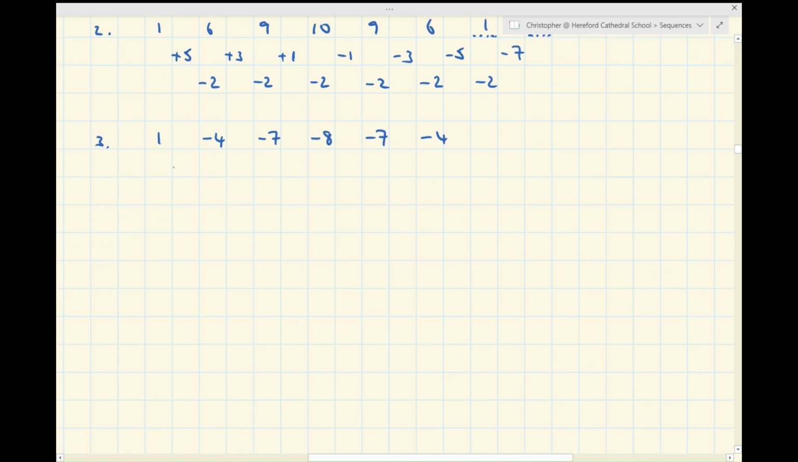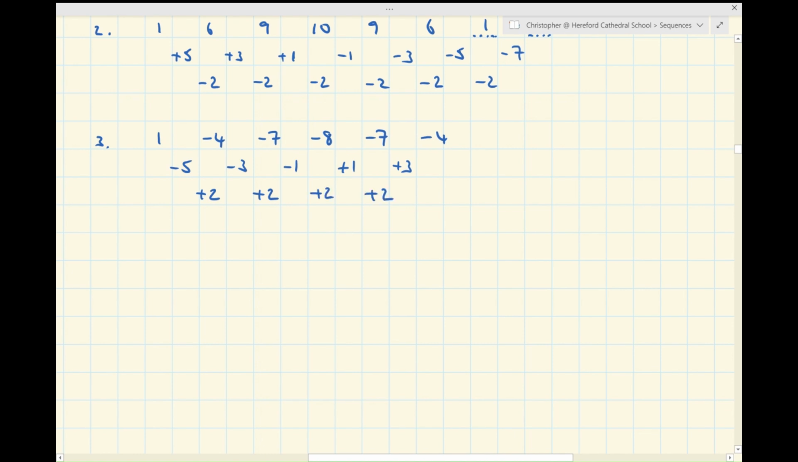Okay, from 1 to -4, I've taken away 5. Now I'm taking away 3, then taking away 1. Now I'm adding 1, and now I'm adding 3. Okay, let's find the difference between the differences. From -5 to -3, I've added 2. From -3 to +1, I've added 2. From -1 to +1, I've added 2. From +1 to +3, I've added 2.